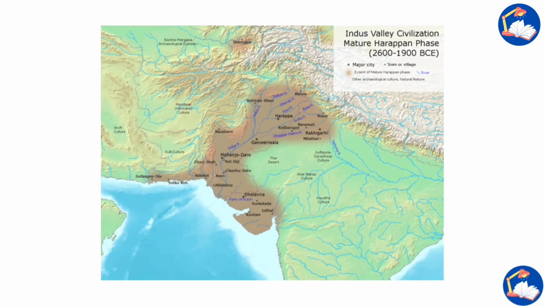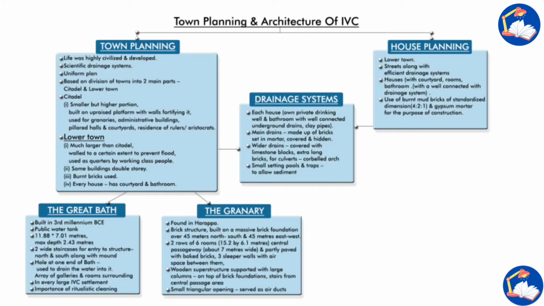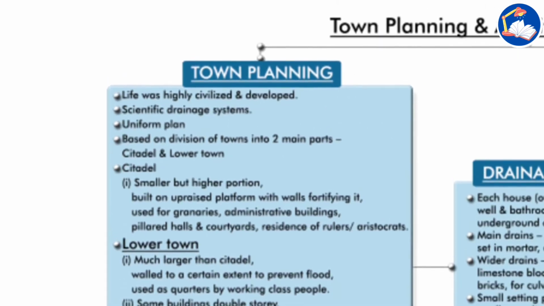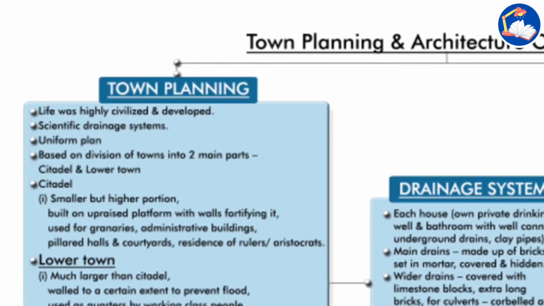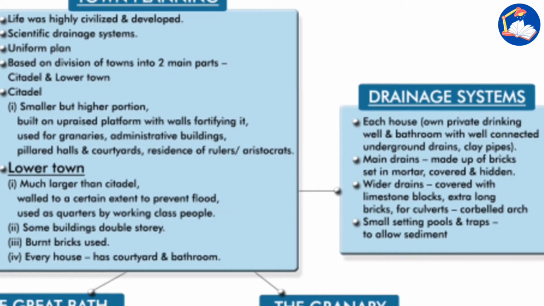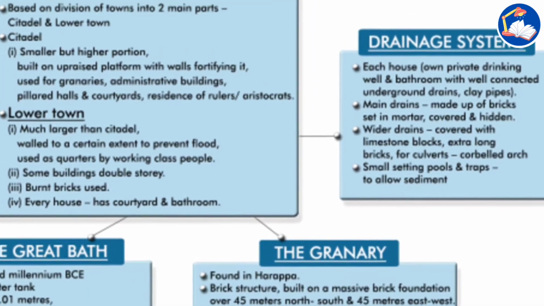So that is the Indus Valley civilization in the mature Harappan phase. A basic introduction for those who missed the video on the Harappan civilization. Town planning: life was highly civilized and developed. A scientific drainage system was there. A uniform plan was there. The area was divided into two parts, the Citadel, a smaller and higher portion, and the lower town, which is basically made of bricks.